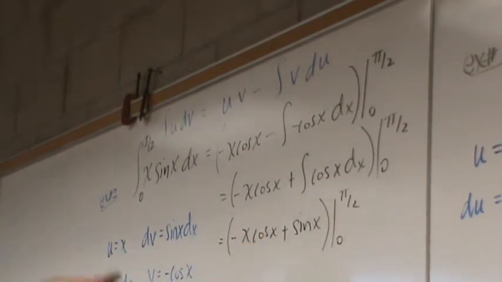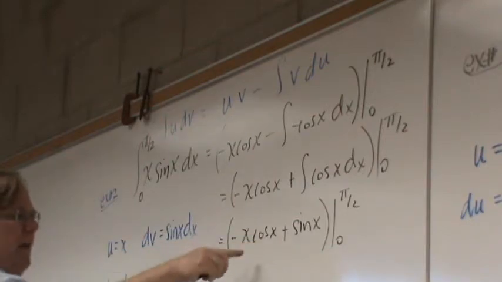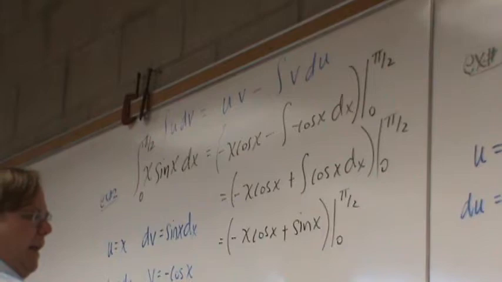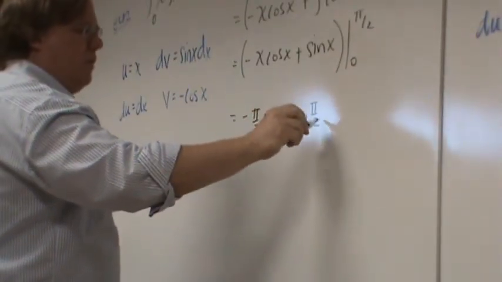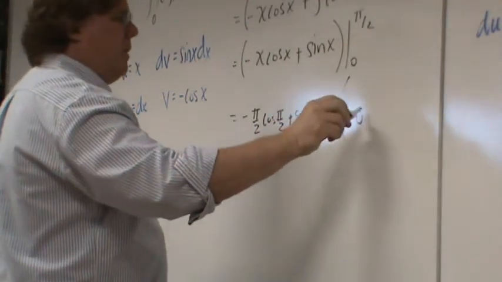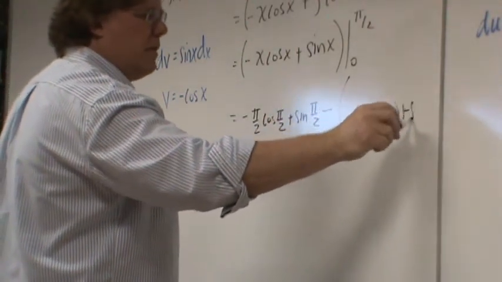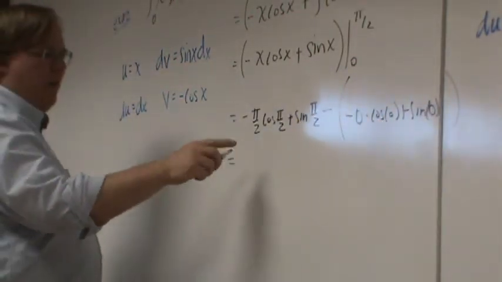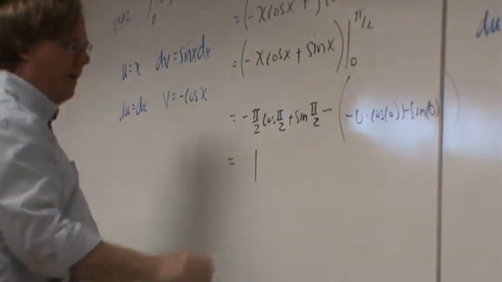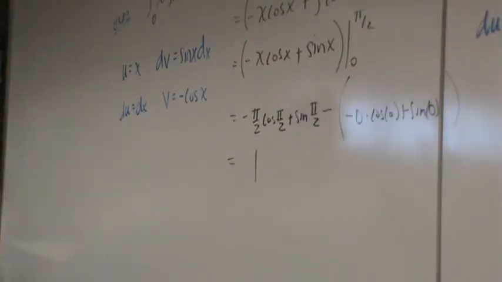And then when you're finally totally done with your ridiculous integration by parts, we can plug in negative pi over 2 cosine pi over 2 plus sine pi over 2 minus negative 0 times cosine of 0 plus sine of 0. You see that? And so I end up with cosine of pi over 2, that's 0. I get 1. Hey, that was pretty cool. That was a good outcome. So the integral from 0 to pi over 2 of x sine x dx is 1. Well, there you go.